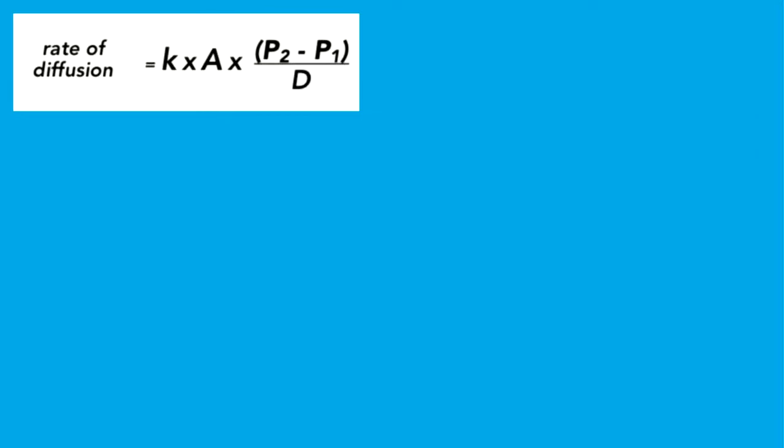So we're going to start off with gas exchange. Do you guys remember this equation? Yes. Do you want to tell me what each of the letters stands for? A is the surface area. P2 minus P1 is the partial pressure difference. K is the constant. And D is distance?